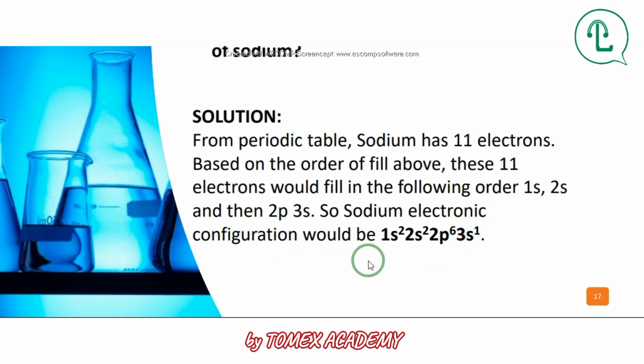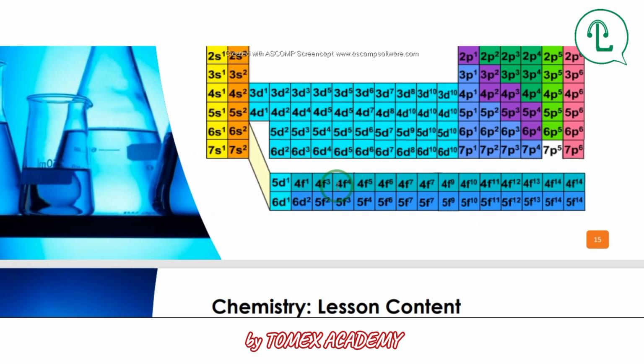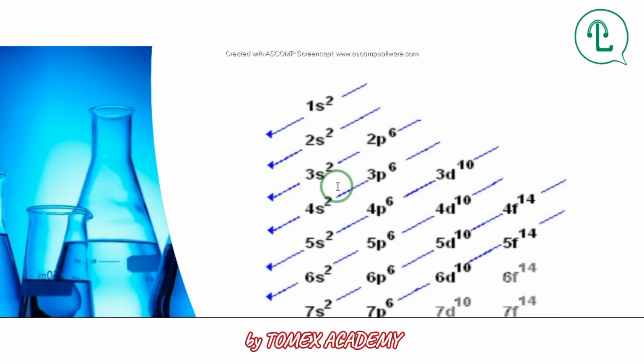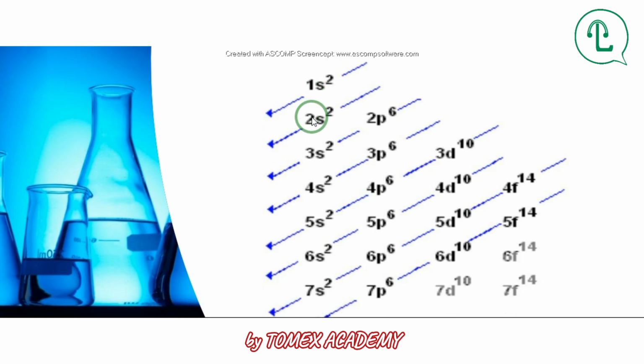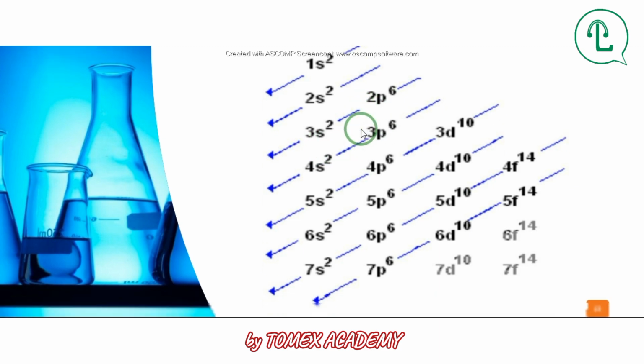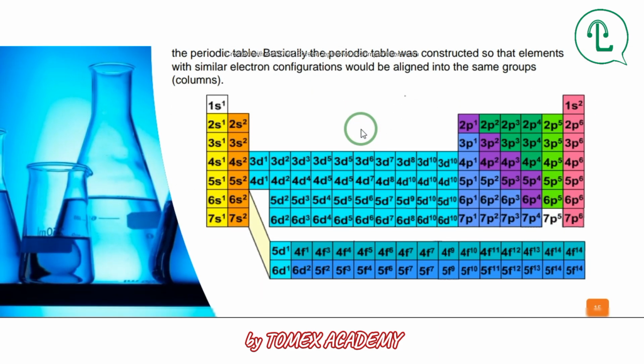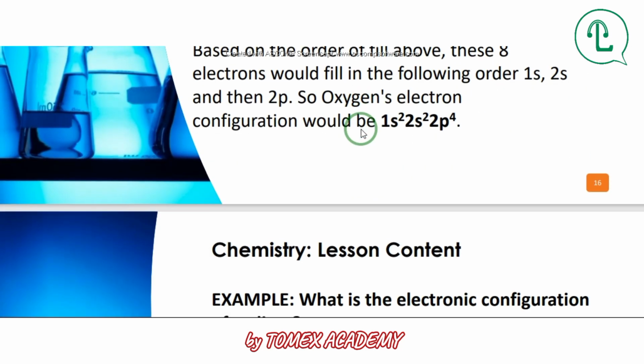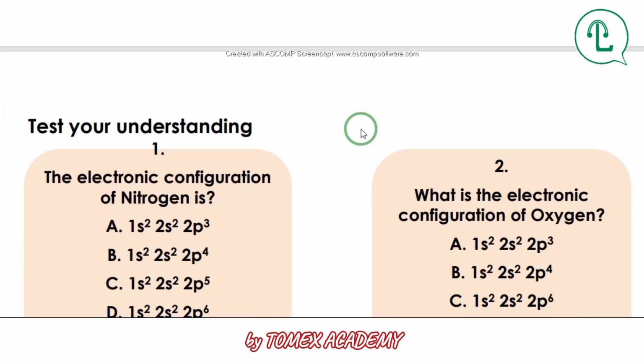I hope this is clear. This is the order that we follow, and it is gotten from the chart above. It is gotten from this chart here. I hope we understand what we are doing. This chart: 1s2, 2s2, 2p6, 3s2. The order, like orders in that order. So let's continue from where we stopped.